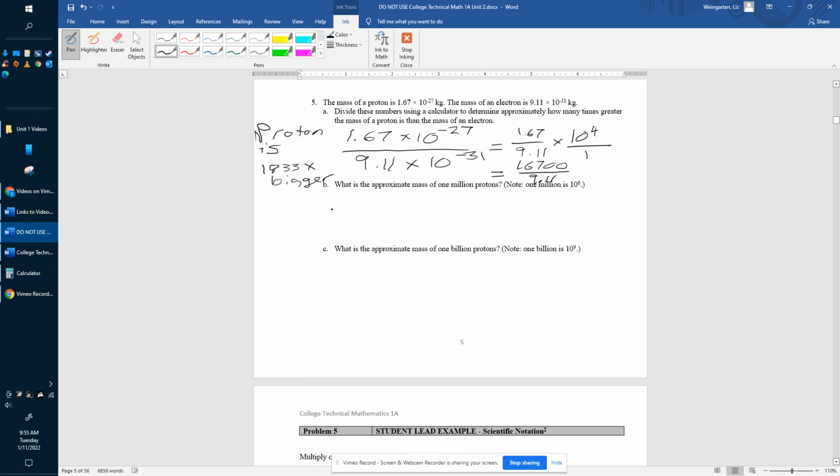Next question, what is the approximate mass of 1 million protons? 1 million is 10 to the sixth. So 1 million protons, how are we going to figure that out? We're going to take the mass of one proton, 1.67 times 10 to the negative 27th, and multiply it by a million, or 10 to the sixth. We'll add our exponents, and we get 1.67 times 10 to the negative 21st kilograms.